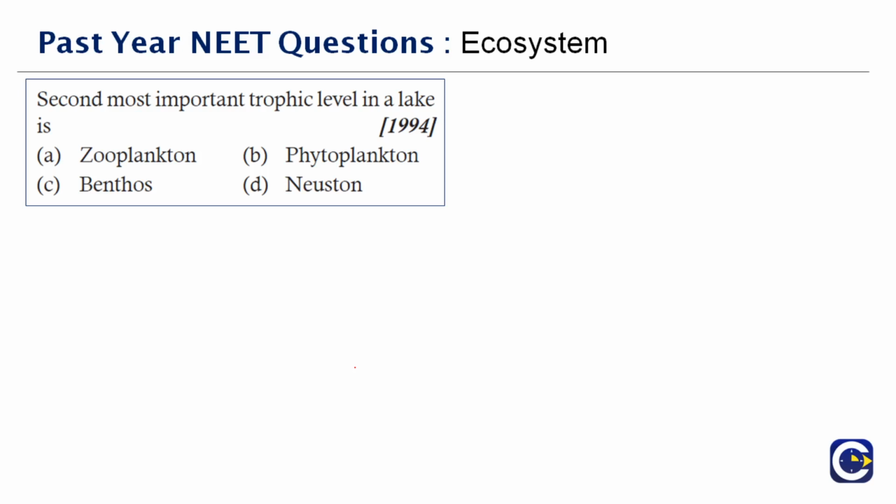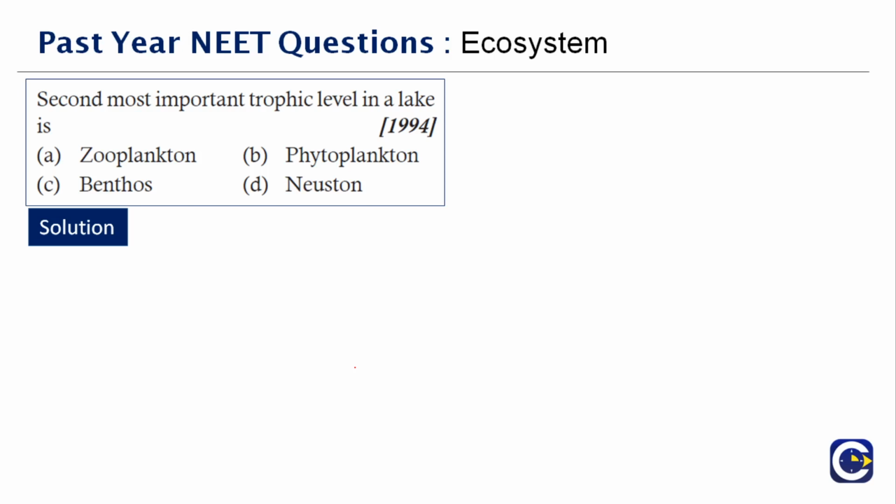So look at this question here. Second most important trophic level in a lake is dash. Now they are asking us the second most. Okay, if you ask the first trophic level, it is phytoplankton. Now what about the second trophic level? It is obviously not benthos and neuston. But before that, let's discuss what is this benthos, because we need to know about it, right?